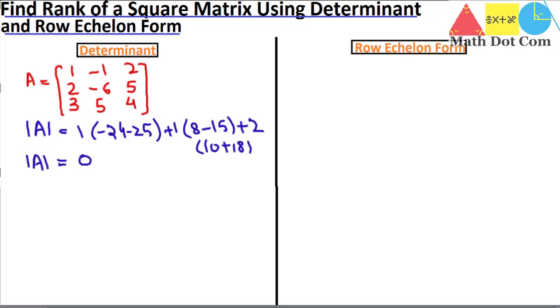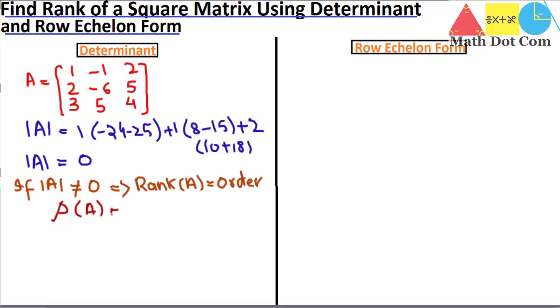Now how will this help us find the rank of a matrix? In terms of rank, one very important thing you need to note is these conditions: if the determinant of a given matrix is not equal to 0, that means the rank of A is equal to the order of the matrix. What is the order of this matrix? The order of this matrix is 3, that is, it has 3 rows and 3 columns. It means its rank will be equal to 3. So you have found the rank and there is no need to go to the next step.